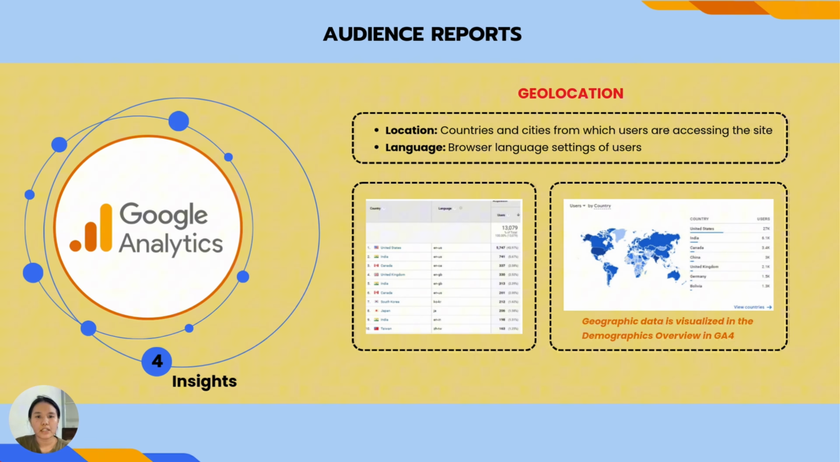Next, geolocation shows where your users come from and which languages they use. This matters for regional targeting and budgeting. Imagine your site unexpectedly received high traffic from Da Nang, but your ads were only running in Ho Chi Minh City. That's a sign of organic growth, and you may want to expand your campaign there.